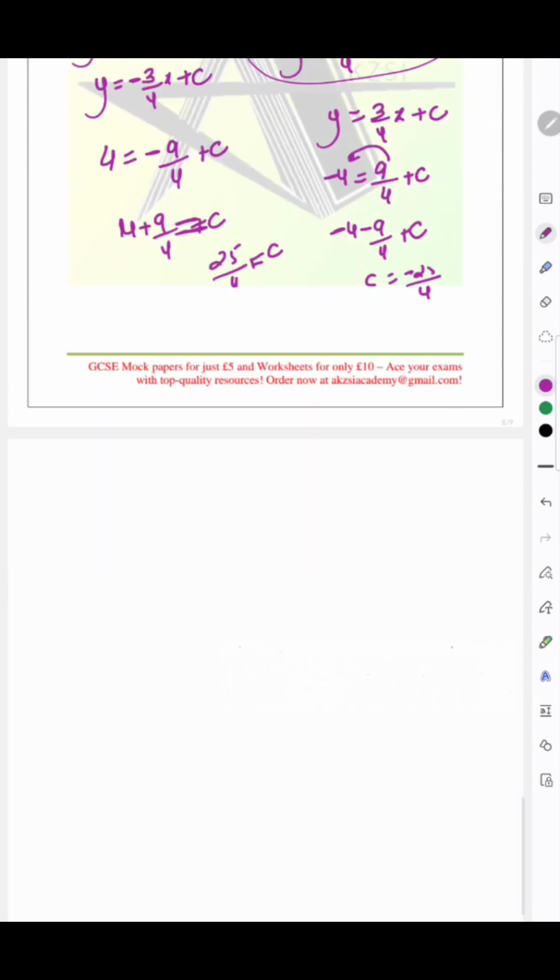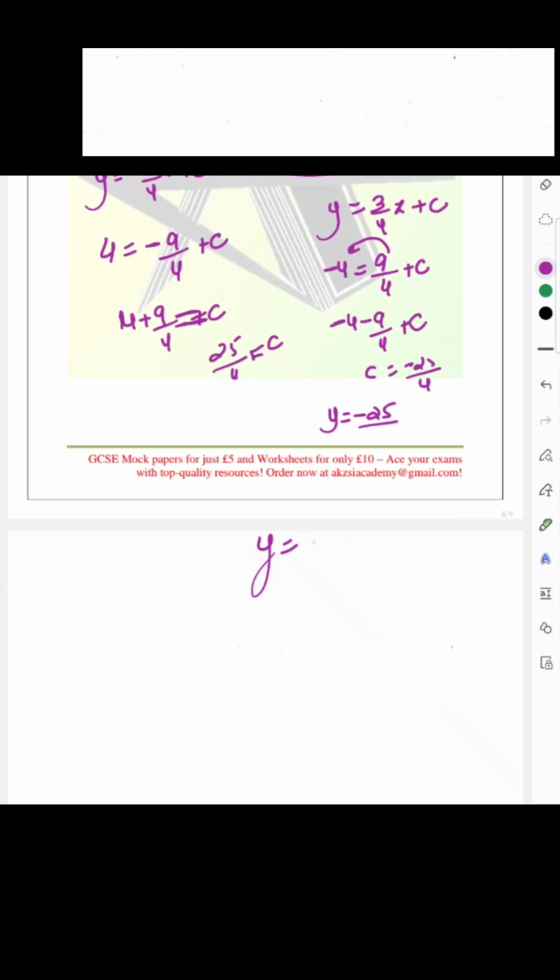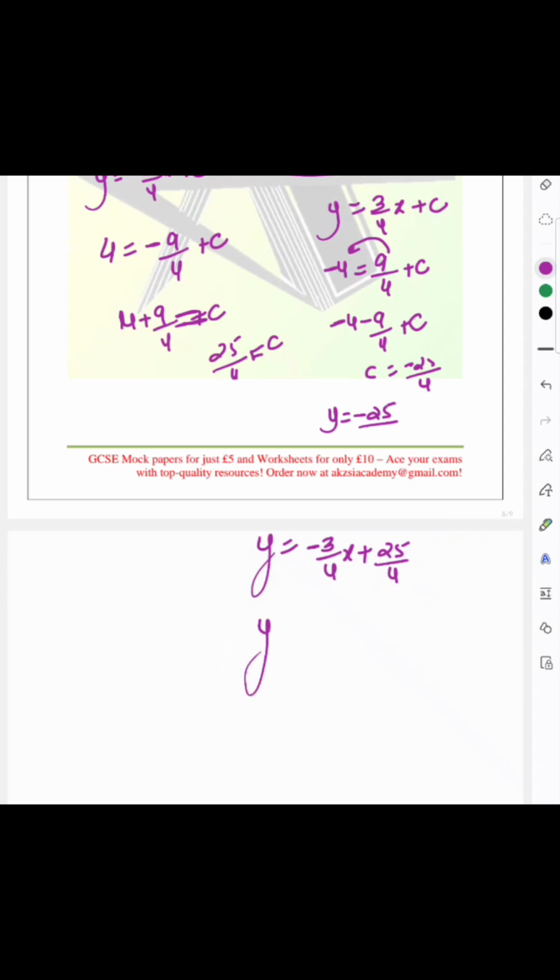That means the equation of tangent would be y equals negative 3 over 4 x plus 25 over 4. That's the first equation. And the second would be y equals 3 over 4 x minus 25 over 4, on substituting these two different coordinates.